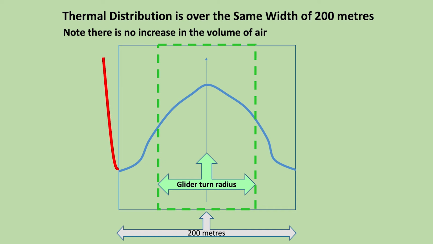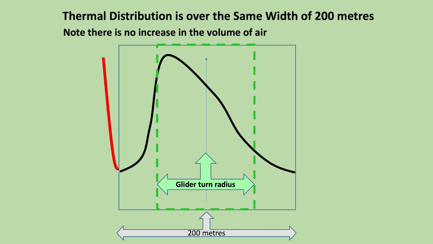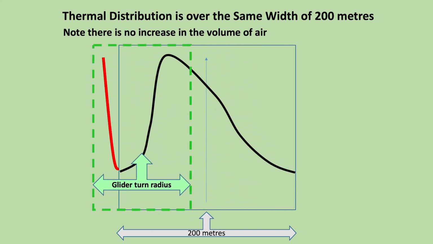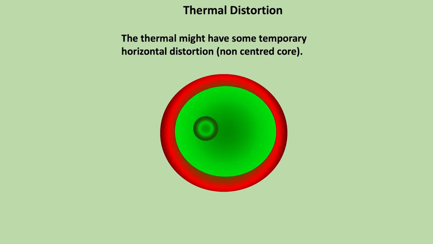So here is considerable sink on the left, triggering a distortion on the vortex. We move our glider across to try and center the thermal and hit significant sink. Looking from above then, it may have some temporary horizontal distortion, i.e. a non-centered core.